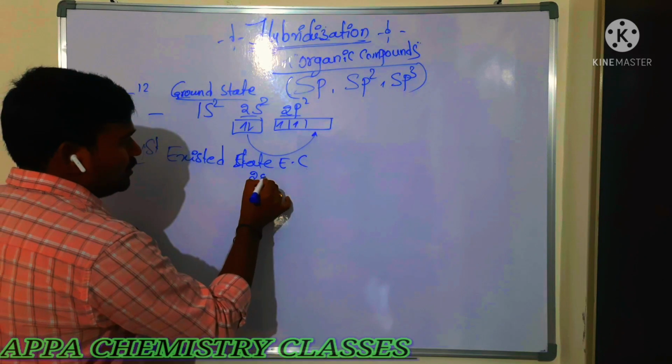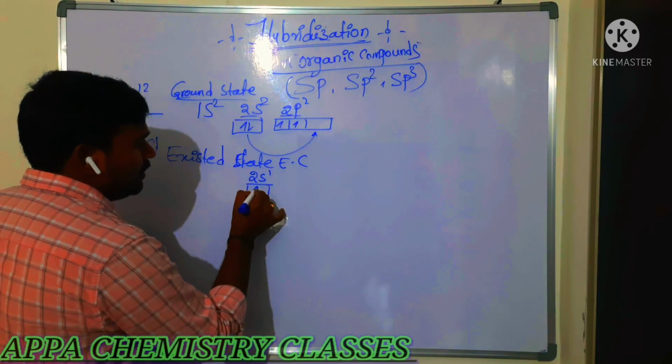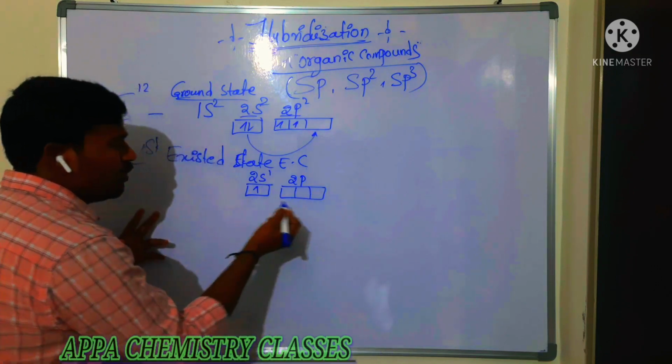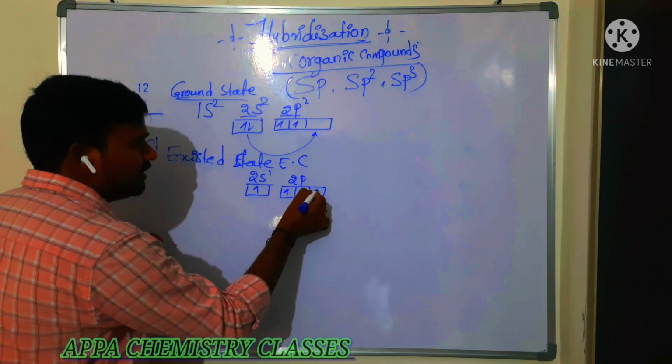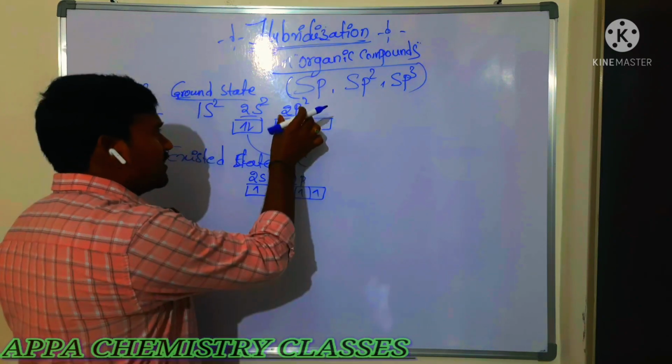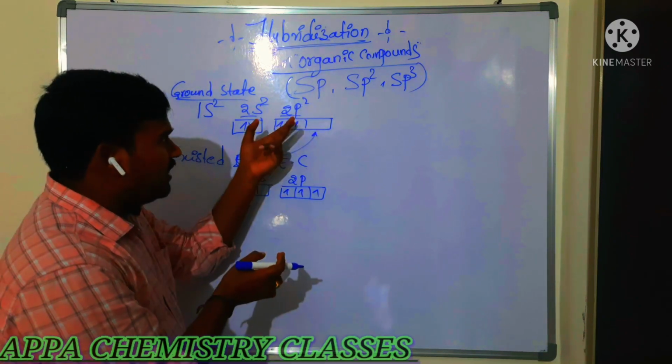Then 2s becomes 2s1, and 2p contains 3 electrons. Then how many valence electrons are there in total? Someone will say, sir, there are only 3 electrons. Sir, there are only 2 electrons in the valence shell.